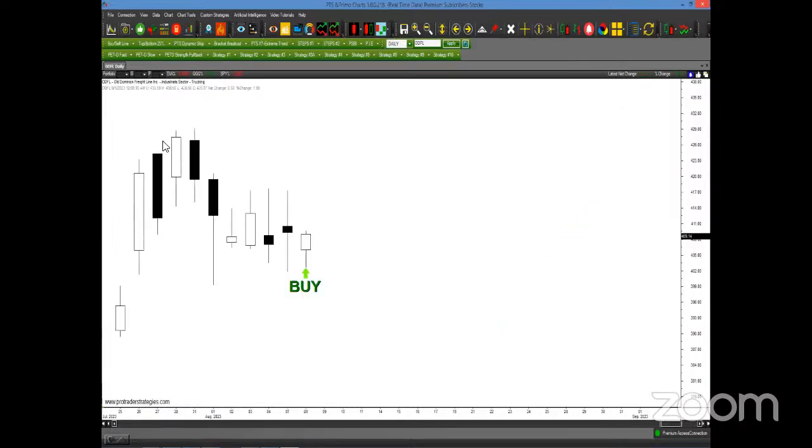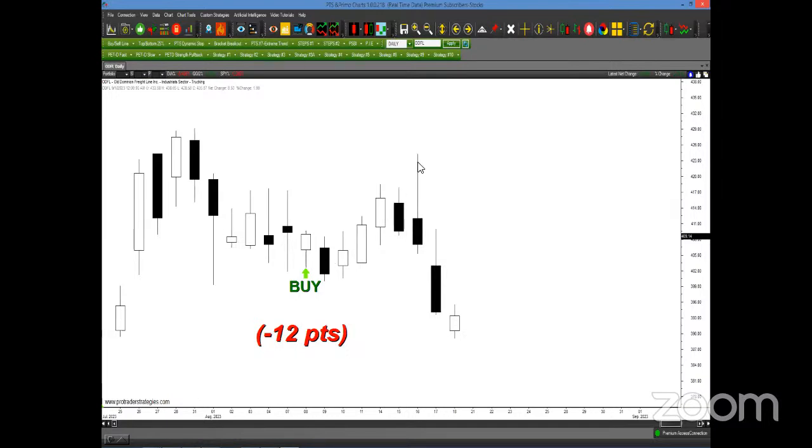Let's look at ODFL. Here's the pullback. Strategy number 9 generated a buy signal. And what happened? It didn't work out. It went up for a little bit, but not enough to give us that much of a profit, and then quickly went down. Using just one of our standard stop placements. We teach you, once again, upwards of 7 different stop placement methods.